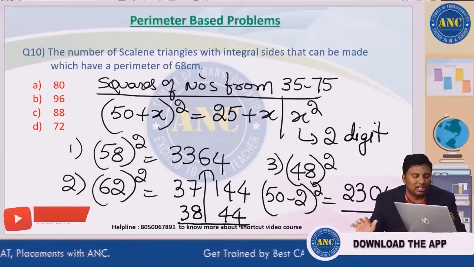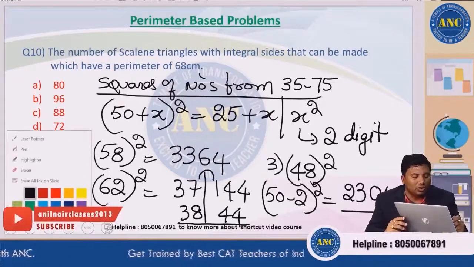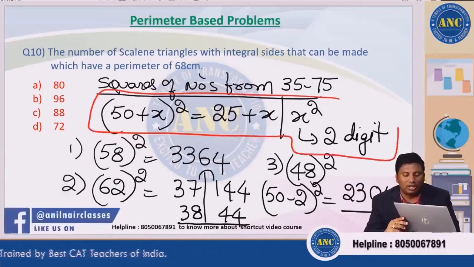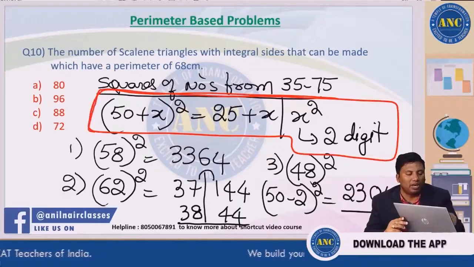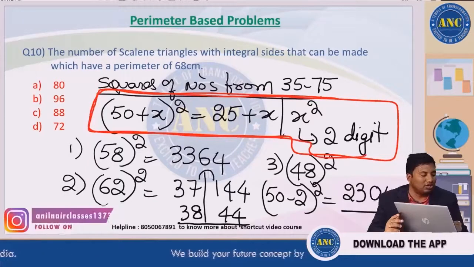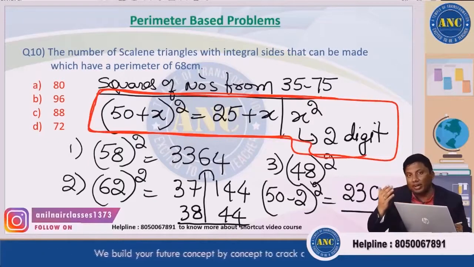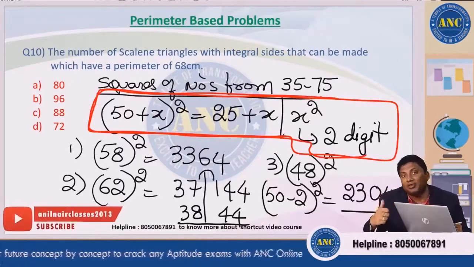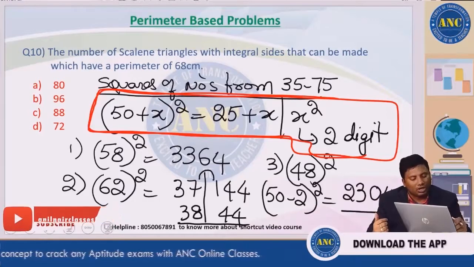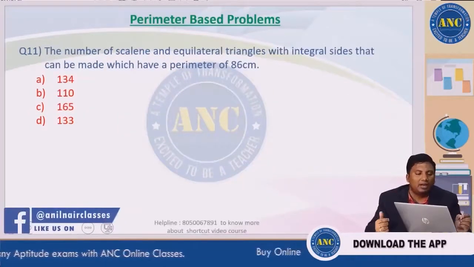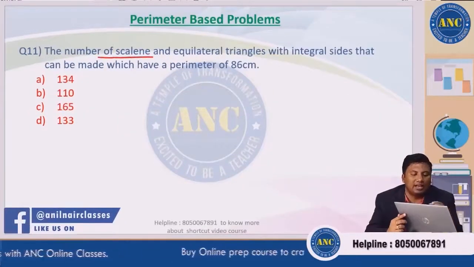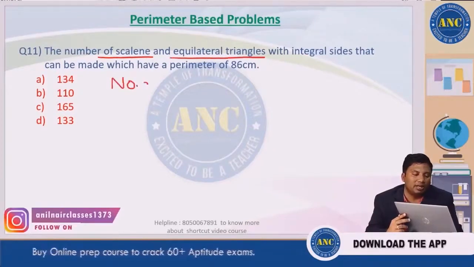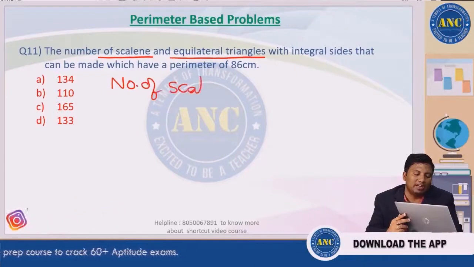By using this concept, I wrote 62 whole square as 3844 very fast. I hope this logic is clear. Every question, if you observe, if you are good at speed calculation, it will save your time even in geometry. Question number 11. We have to determine the number of scalene triangles.